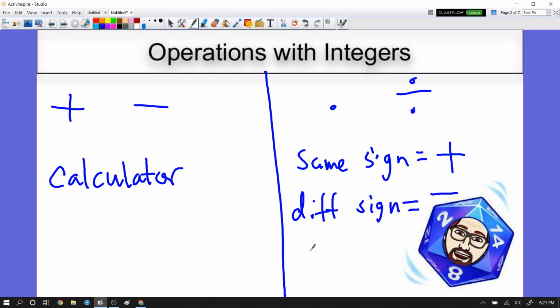Now, same sign would look like this. Positive 2 times 4, positive 4. Different signs would look like this. Negative 2 times a positive 4. Again, you can type those in your calculator and get the same result. But it does pay to know the rules that if you have the same signs positive, different sign negative.